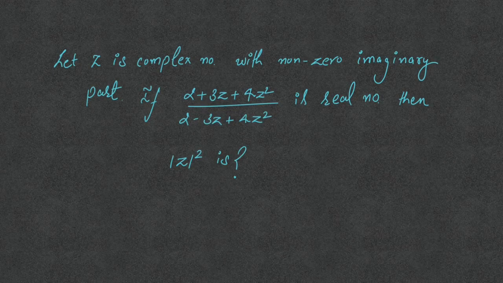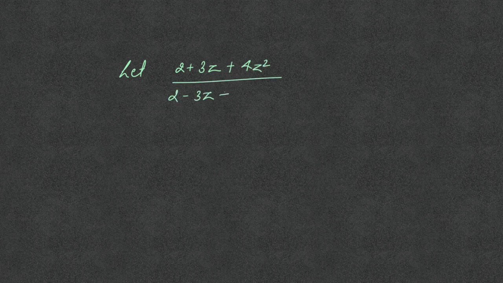Let z be a complex number with a non-zero imaginary part. If this expression is a real number, then find |z|². Let (2 + 3z + 4z²) divided by (2 − 3z + 4z²) be equal to x, since it is given that it is a real number.